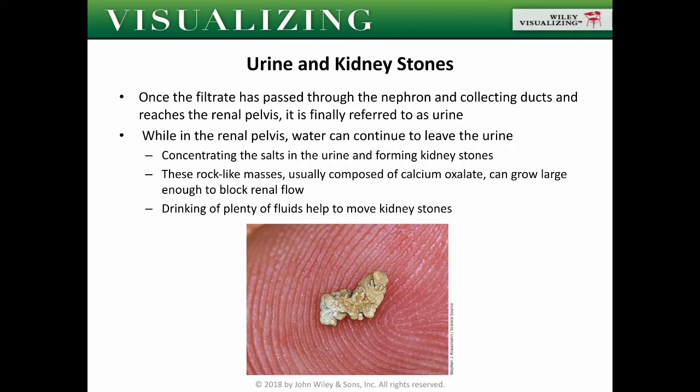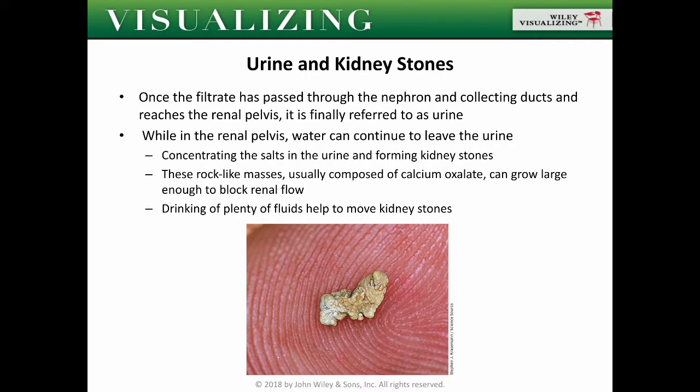Because water is being depleted, if the urine has a high salt concentration, there might be a formation of salt crystals. Concentrating the salts in the urine forms these kidney stones. These are rock-like masses, usually composed of calcium oxalates, and they can grow large enough to block the renal flow. They are basically rocks in your duct, so it is very painful and can cause a lot of damage.